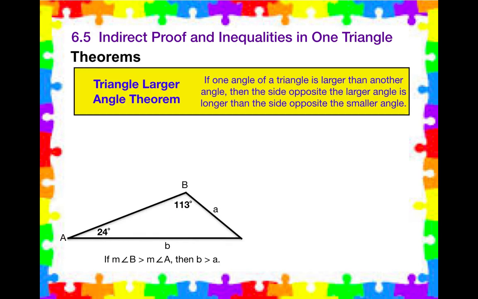The triangle larger angle theorem: if one angle of a triangle is larger than another angle, then the side opposite the larger angle is longer than the side opposite the smaller angle.